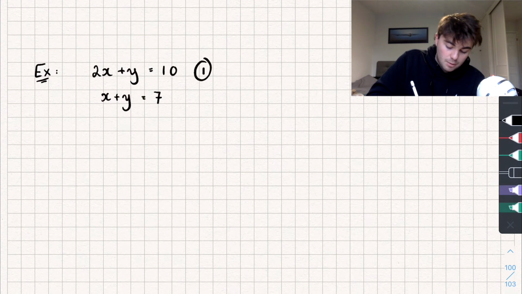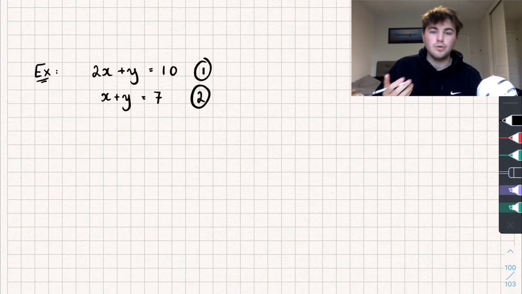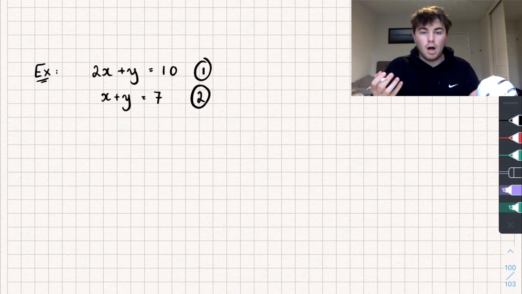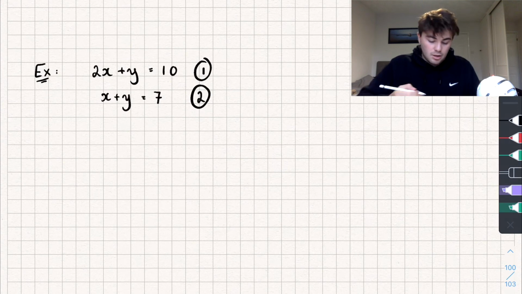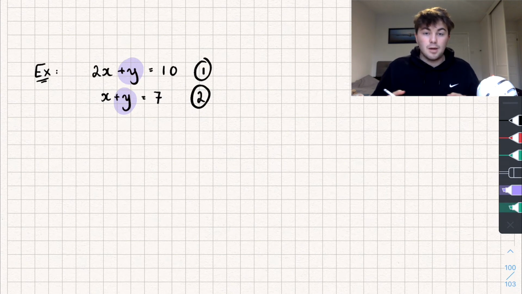The first thing you're going to want to do is label the equations up. So we've got equation 1 and equation 2. The next thing you want to do is choose a variable, so either x or y, and make the coefficient of that variable the same in both equations. So I'll pick y, and you can see I don't actually have to do anything because it's already got the same coefficient. They're 1 in equation 1 and 2. So the coefficient of y is already the same.